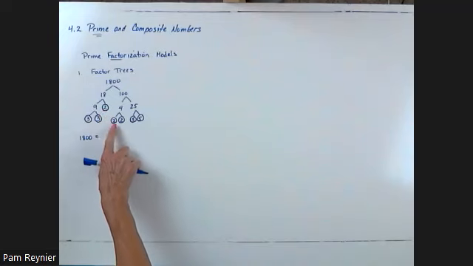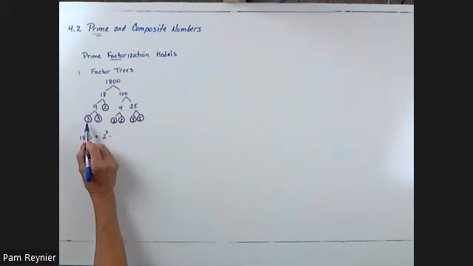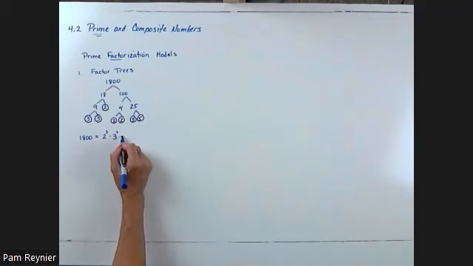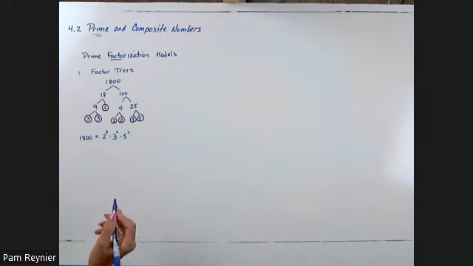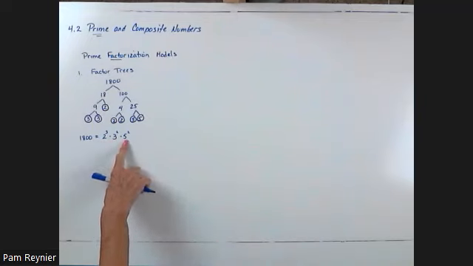And I have 1, 2, 3 of them. So instead of writing 2 times 2 times 2, we'll go 2 to the third. We have 2 3s, so I'm going to say 3 squared. And we have a pair of 5s, so that's 5 squared. And it's common to start with the smallest and increase by the factors.